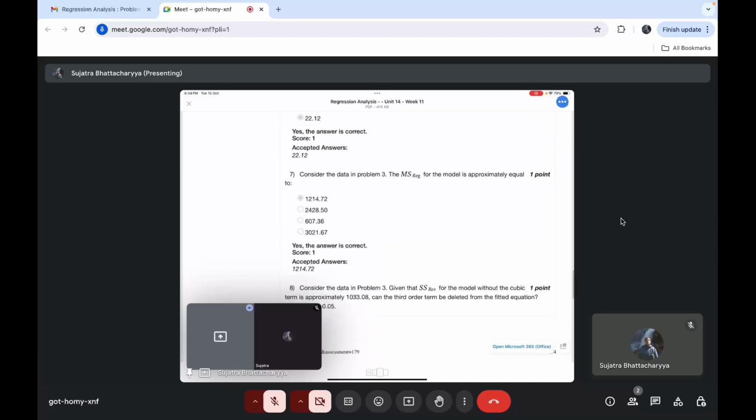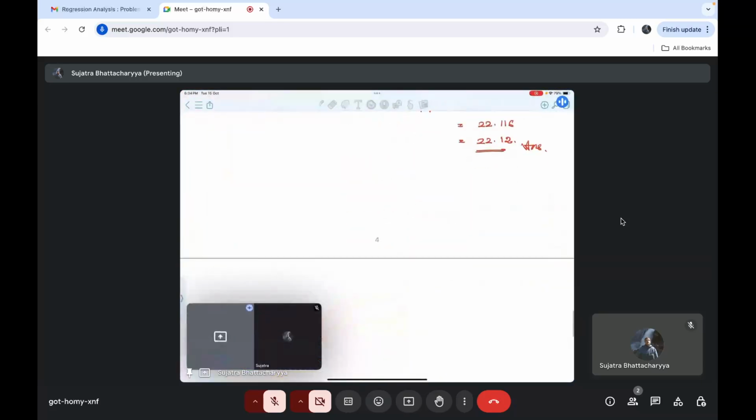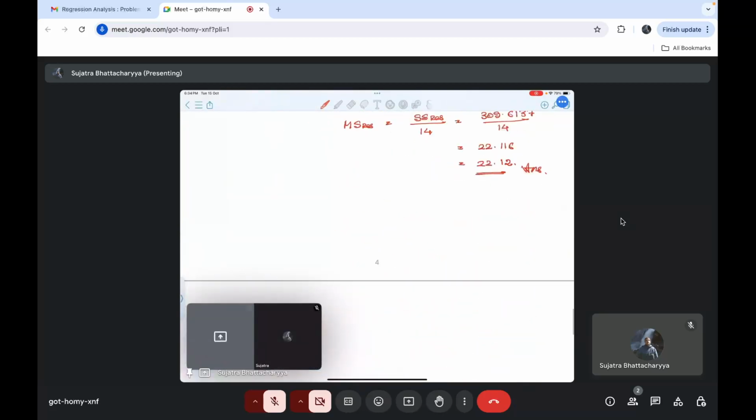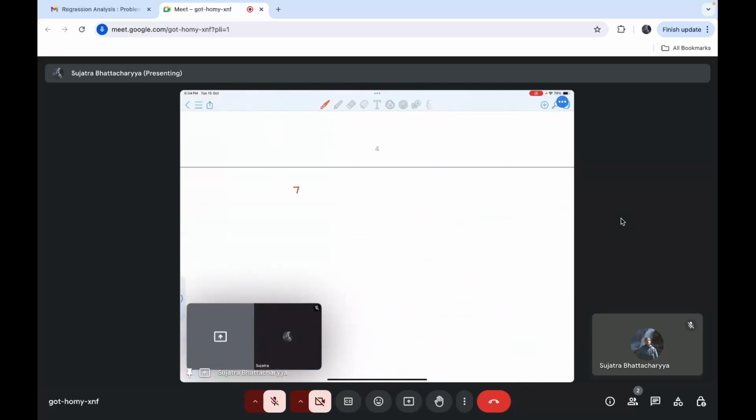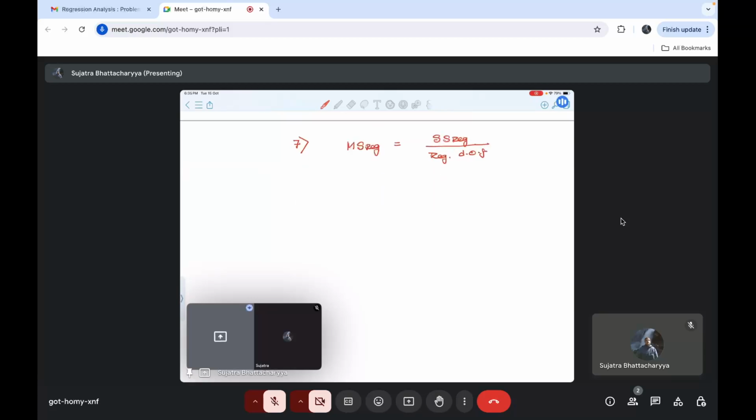Next, the seventh one is to calculate the MS regression. We have calculated MS residual. Now it's the time for MS regression. So let's go for the seventh question, which is to find out MS regression. Alright, so the definition will not change. It is nothing but SS regression of the entire model divided by the regression degrees of freedom. So regression degrees of freedom you have to calculate. We can do it multiple ways. Let's stick to the definition of how to calculate the degrees of freedom of SS regression.